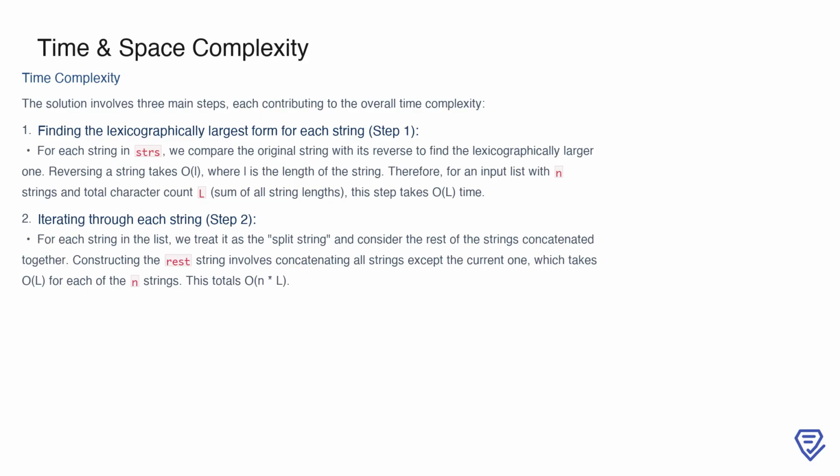Next, we iterate through each string to treat it as the split string, while concatenating the remaining strings together into a single rest string. Constructing this rest string requires combining all strings except the current one, which takes O(L) for each of the n strings. This makes the total cost of this step O(n * L). These two steps set up the groundwork for the final phase of the algorithm.